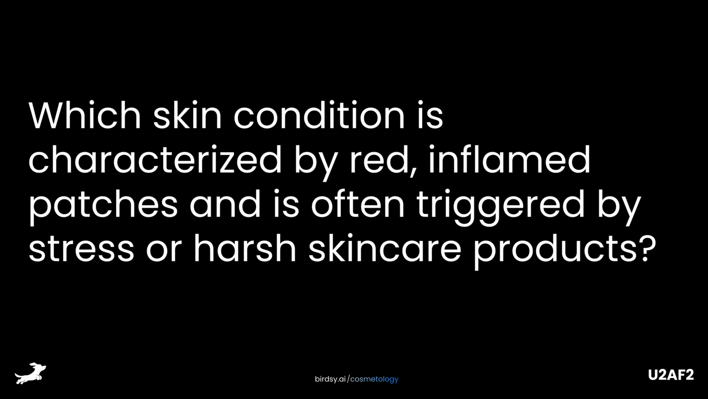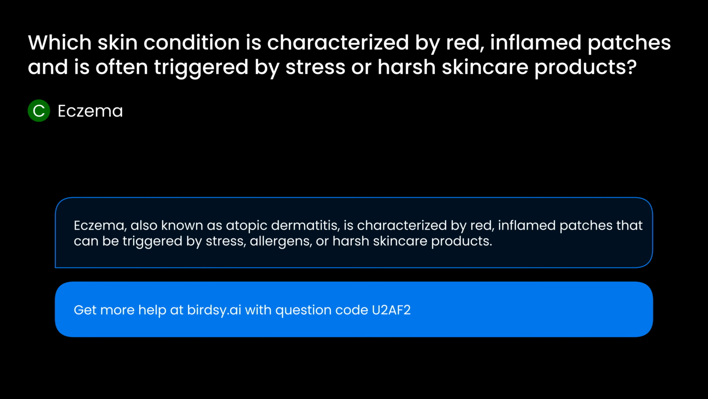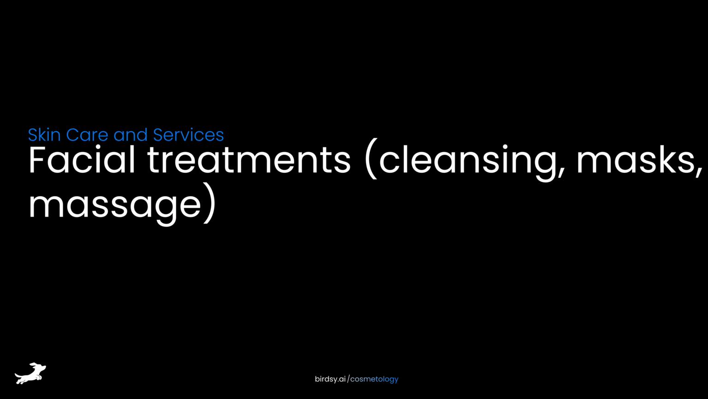Which skin condition is characterized by red, inflamed patches and is often triggered by stress or harsh skincare products? Is it A, rosacea, B, psoriasis, C, eczema, or D, acne? The answer is C, eczema. Eczema, also known as atopic dermatitis, is characterized by red, inflamed patches that can be triggered by stress, allergens, or harsh skincare products.